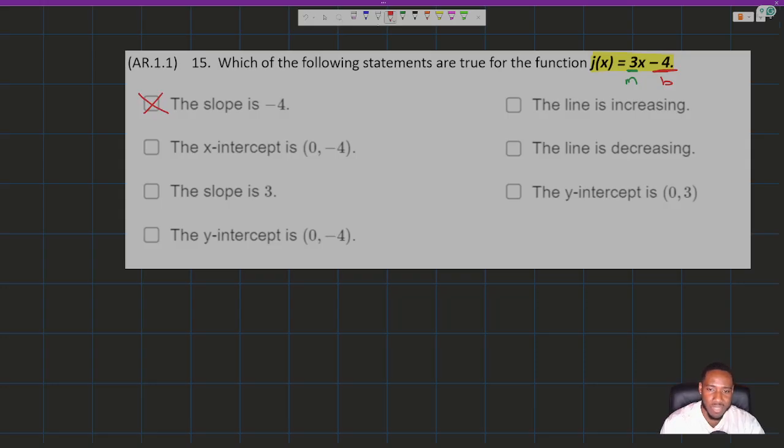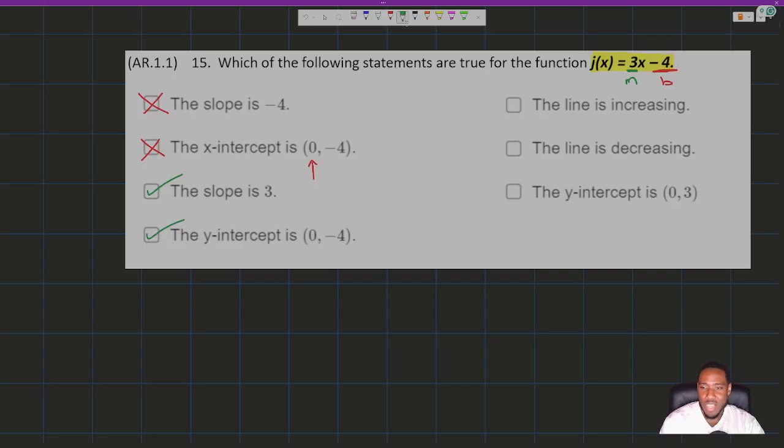It says the x-intercept is 0, negative 4. Now, we see that the y-intercept is that, but we don't know for sure what the x-intercept for this equation is just by looking at it. So most likely not. Or actually, we can tell right away, because at the x-intercept, the y value is 0, not the x value. So they try to trick us here. This wouldn't be an x-intercept at all. It says the slope is 3, which we can confirm just by inspection, right? We see 3x right there, so yes, that does work. They say the y-intercept is 0, negative 4. We can also see that by inspection, so that's good too.